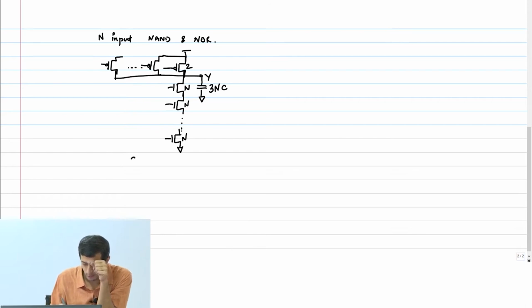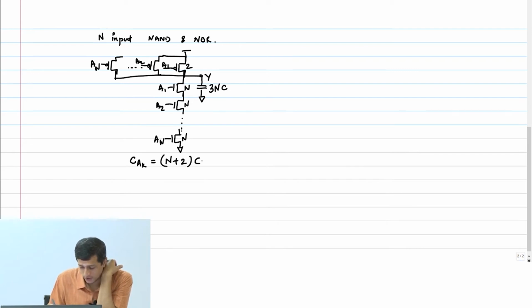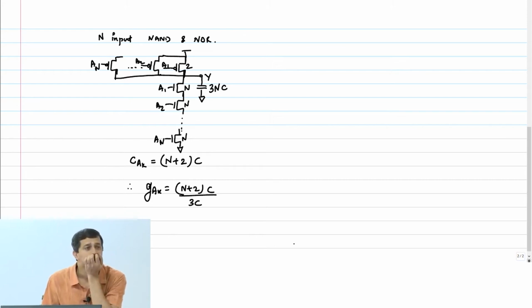And what's the input capacitance? So this is A1, or A1, A2, AN. A1, A2, AN is N plus 2 into C. Therefore, logical effort on each input is N plus 2 into C divided by 3C. Because I have to now compare this to a reference inverter with size 1, 2. That's how we have sized the gate.